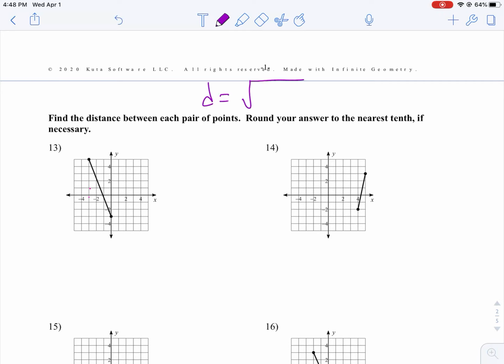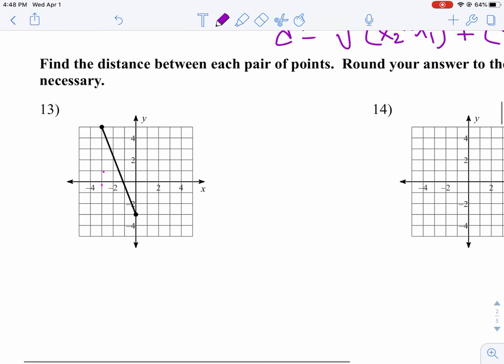The distance formula equals the big square root. We're going to have x2 minus x1 squared plus y2 minus y1 squared. So here all you got to do is find that point and find that point and then plug in everything, okay? So let's find the first point. Let's call this one up here point 1. So we're going to go back 1, 2, 3. So x is negative 3. And then we're going to go up 1, 2, 3, 4, 5. The y is 5.